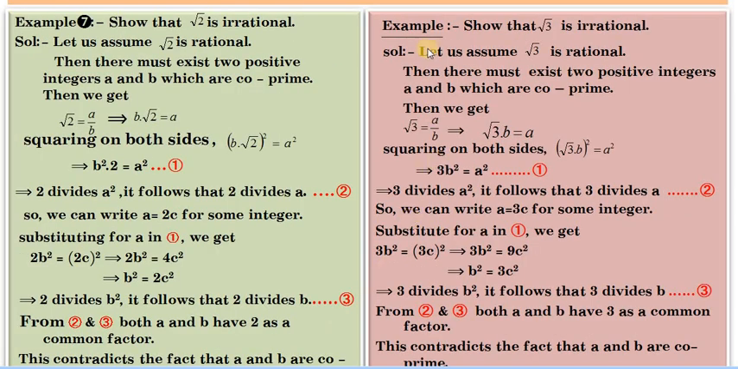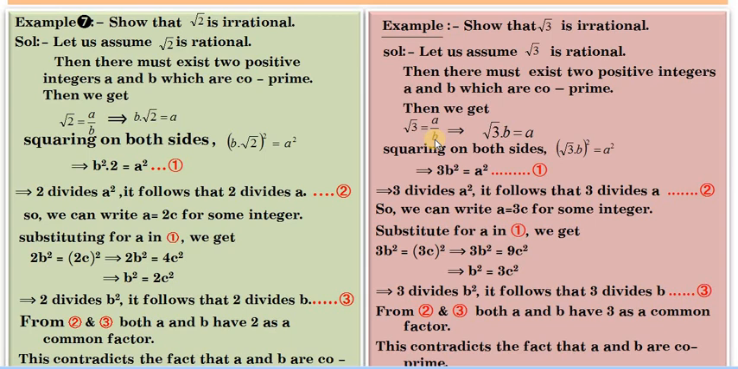Now let us see another example. Show that root 3 is irrational. Now in the same pattern we go on. Let us assume that root 3 is rational. So whenever this is rational, there should exist two positive integers a and b which are co-prime, and the denominator should not be equal to 0. That means root 3 is equal to a by b.